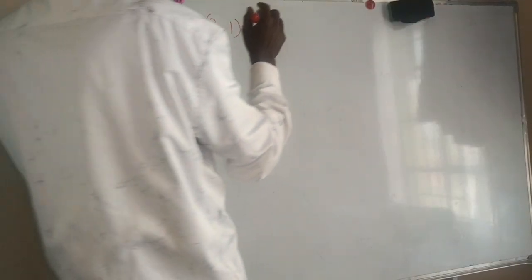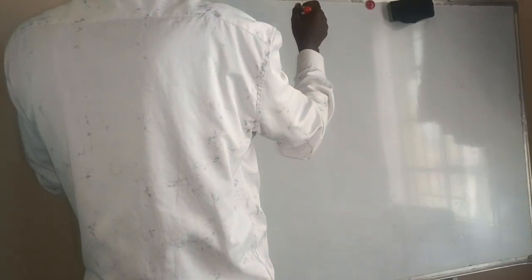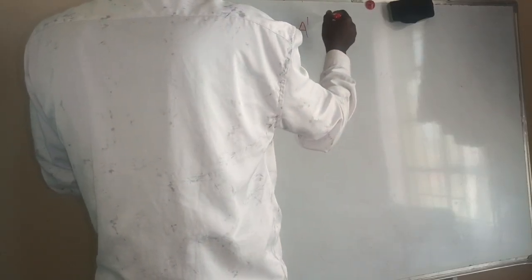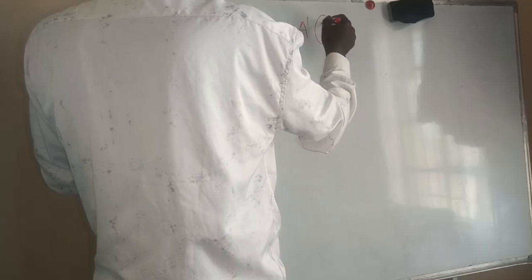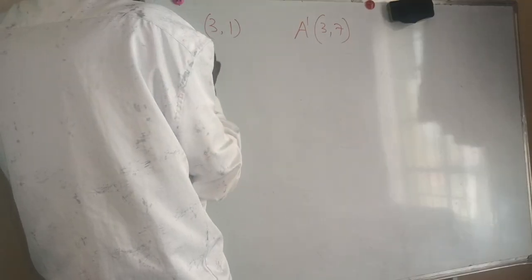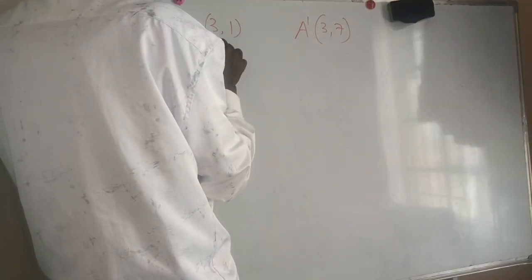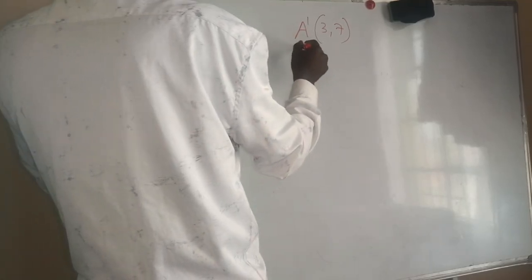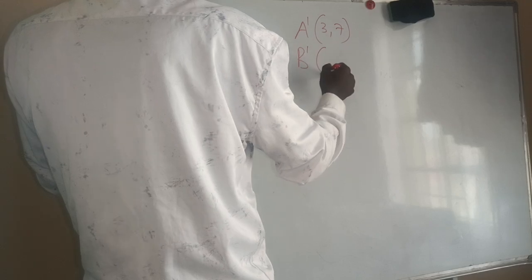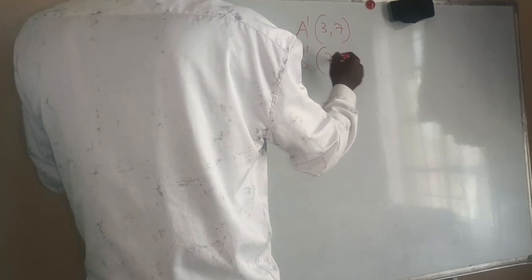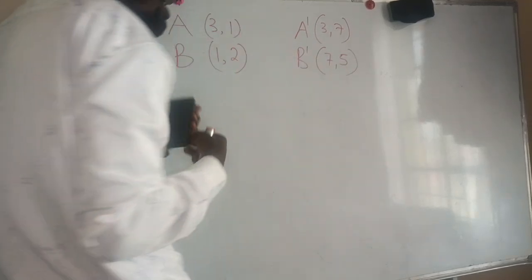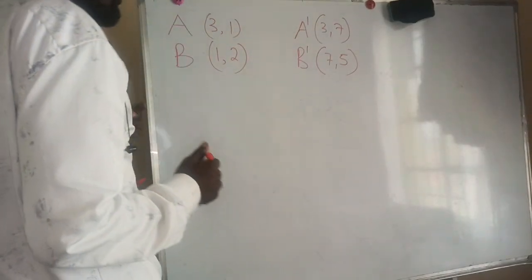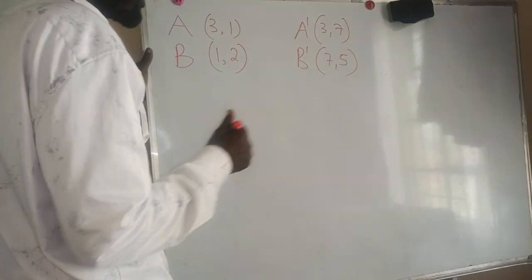And on top of that, I've been told that the image of this object after an enlargement is A prime and the coordinates are 3, 7. I'm further told that there's another object which is B and its coordinates are given as 1, 2. And the corresponding image of B prime under the same enlargement is given as 7, 5. So you're told to get the center of enlargement and of course the enlargement scale factor. So what do we do here?